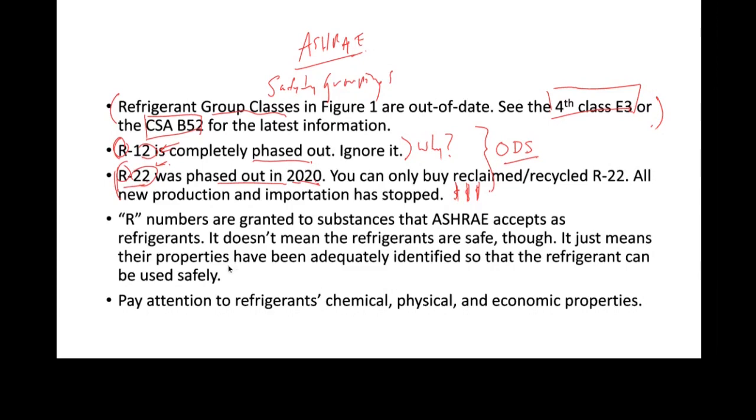It doesn't mean that they're safe to use. What it means is that ASHRAE can give you the information about these, and they'll put them into safety groups and safety classifications so that we can apply rules so that they are applied in a safe manner.